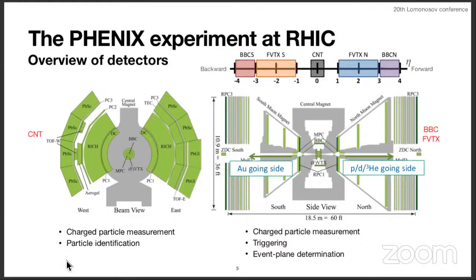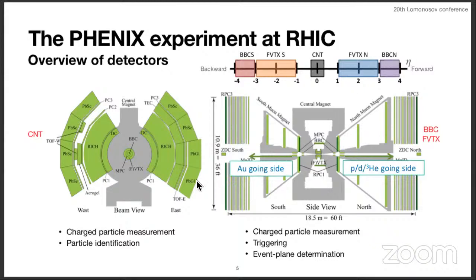For the small collision systems flow analysis, we use the CNT system here, the FVTX here, and the BBC. So we can calculate V2 as a function of pT at the CNT and also V2 as a function of pseudorapidity. This diagram, which you can see at the top corner here, shows the pseudorapidity coverages of each detector which we are using.